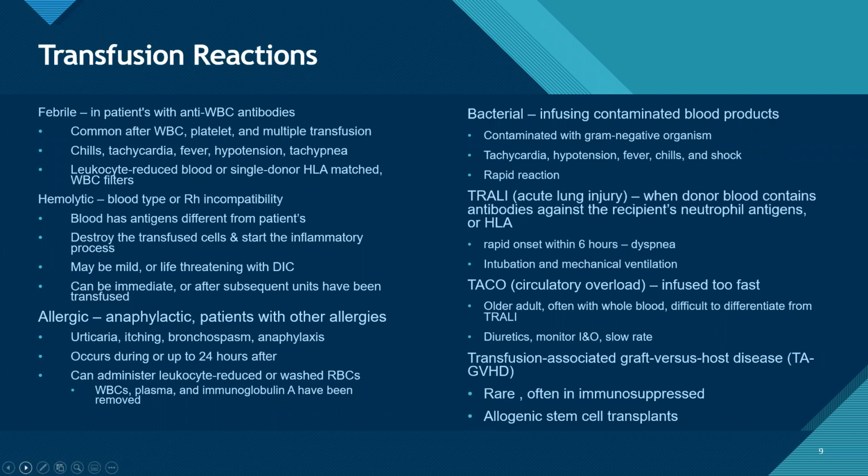So here are your types of transfusion reactions. You have febrile, hemolytic, allergic, bacterial, the TRALI, which is the transfusion-related acute lung injury, and then you have your TACO, which is transfusion-associated circulatory overload, and then your graft-versus-host disease. So febrile is probably one of the most common ones.